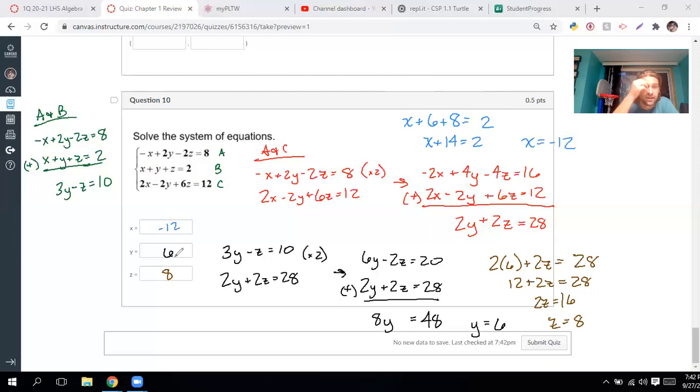Okay, and we can always double check our answers by plugging those in and see if they make sense. If I plug in negative 12, that'd be a positive 12, plus 2 times 6, which is 12, minus 2 times 8, 16. Do we get 8 here? Does 24 minus 16 equal 8? Yes, it does. Check it here on the bottom. 2 times negative 12 is negative 24, minus 2 times 6, so minus 12, plus 6 times 8, 48. Does that equal 12? That's negative 36 plus 48. That does equal 12. So it works for all three of them.